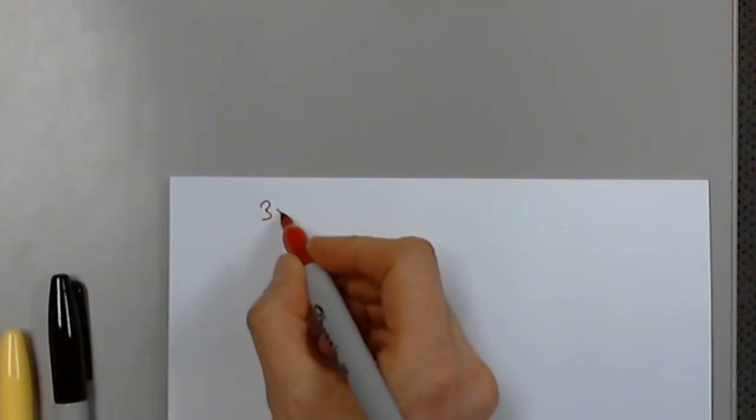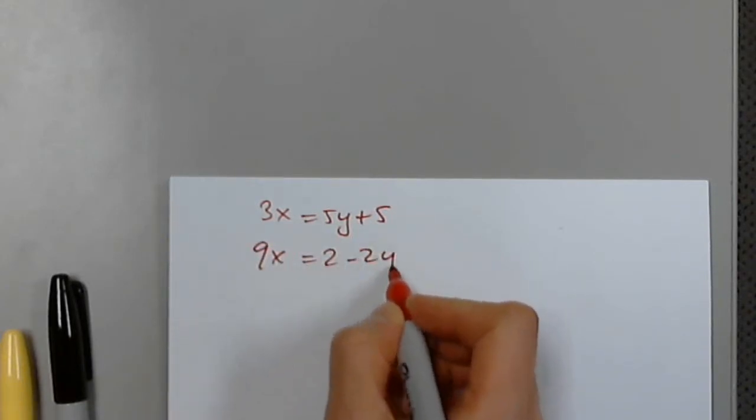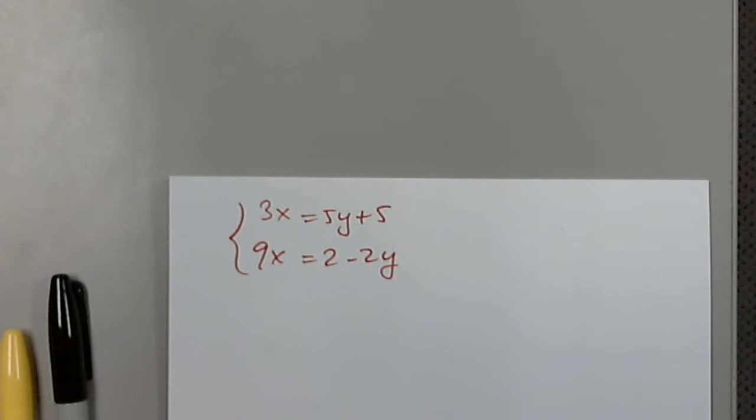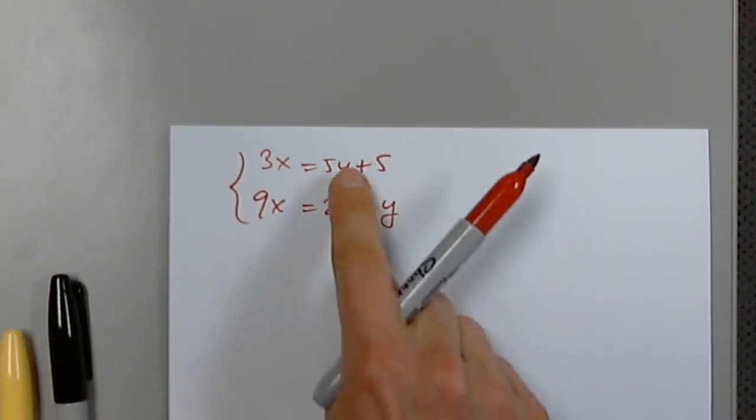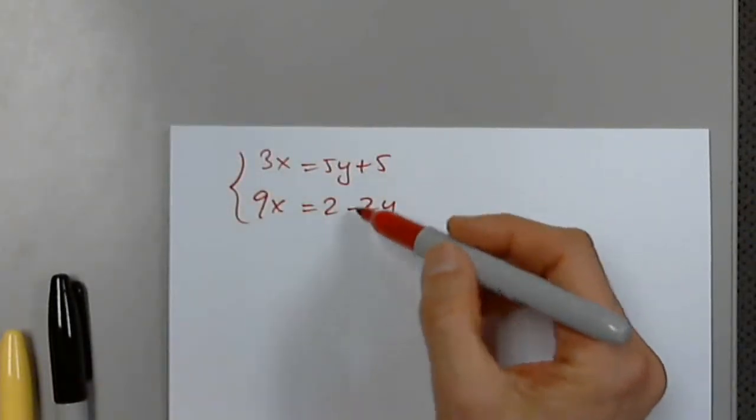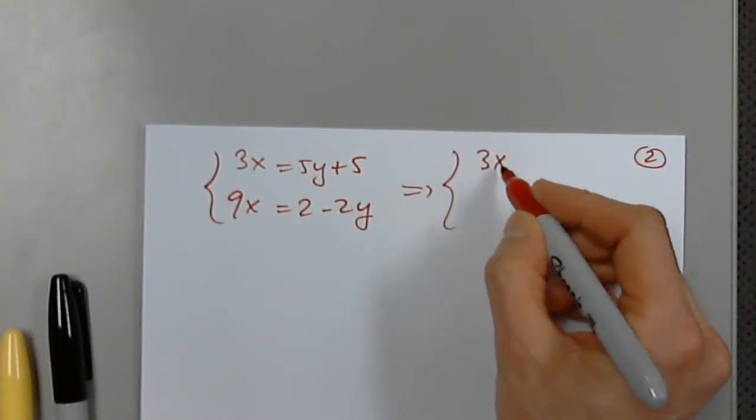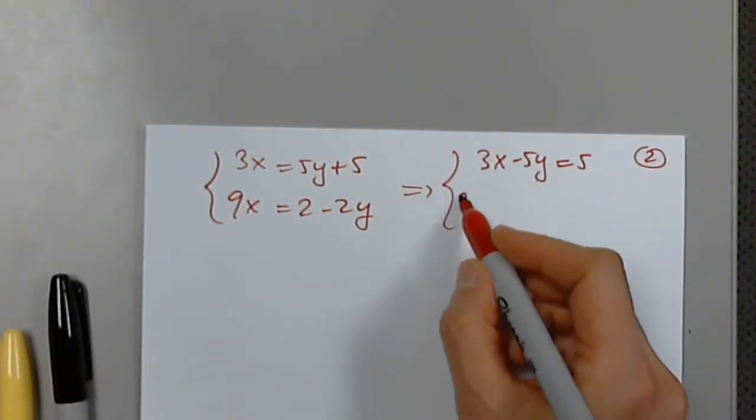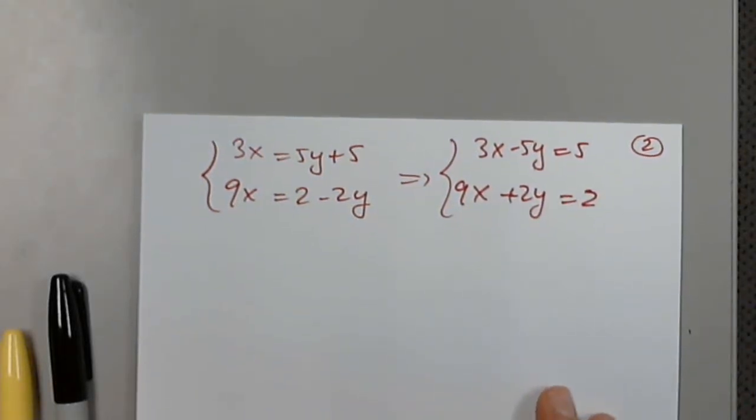Okay, so now let me show the same problem with elimination. So we have 3x equals 5y plus 5, and 9x equals 2 minus 2y. First of all, it has to be rearranged because y and x have to be on the same side, and the free terms on one side. So that will be my first step. So it's 3x minus 5y equals 5, and 9x plus 2y equals 2.